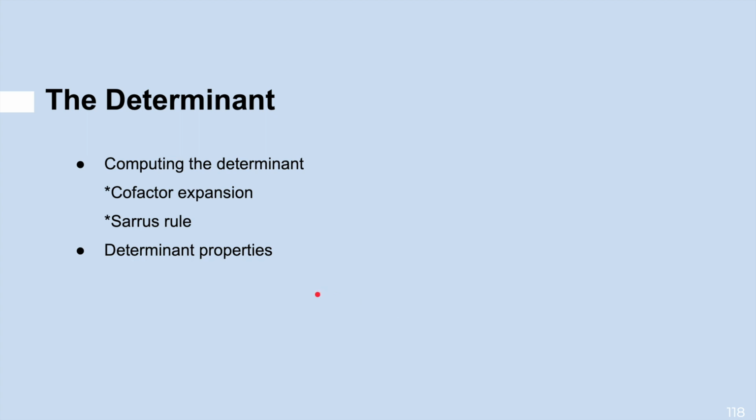The next big thing is the determinant. There are 2 ways that we can compute it. The first is cofactor expansion that we can use for every single one. And then we also have Sarrus's rule. So that's good for a 3x3 matrix. And you should also be aware of the determinant properties. If you do not know what any of these mean, go back to one of the previous videos on the determinant. Hopefully it'll catch you up.